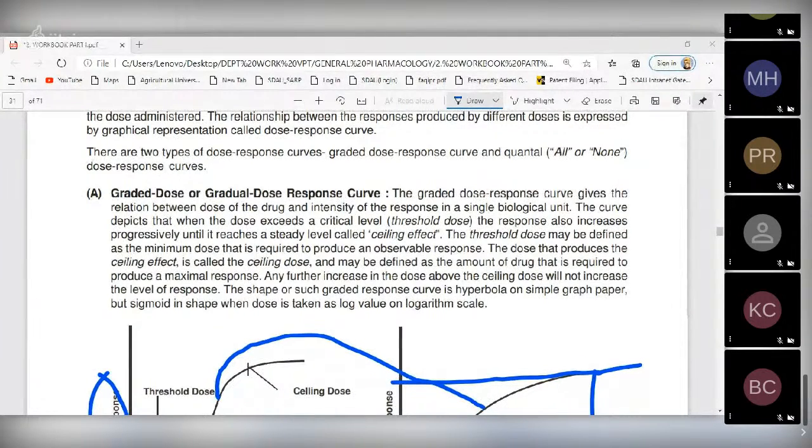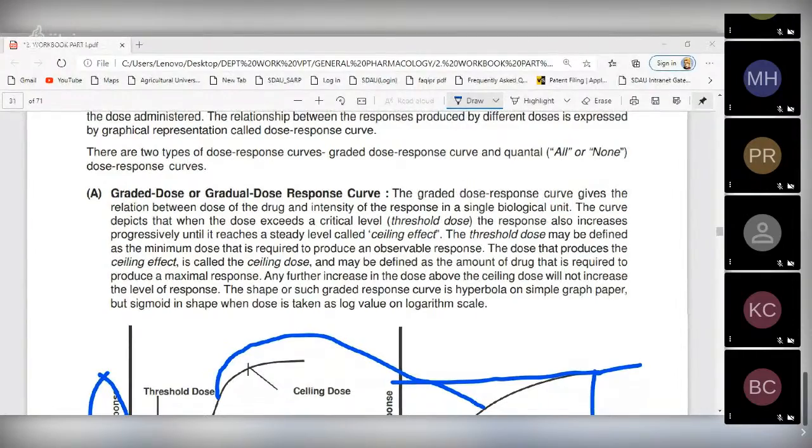Now let us try to understand what is written in your book. The graded dose response curve gives the relationship between dose of the drug and intensity of the response in a single biological unit. So already I have explained to you, a single biological unit means one rat, one mice, one guinea pig, one human being, one cattle, one buffalo. If you give different doses of the same drug, say for example paracetamol, 1 milligram, 10 milligram, 20 milligram, 50 milligram and 100 milligram, you will get different responses.